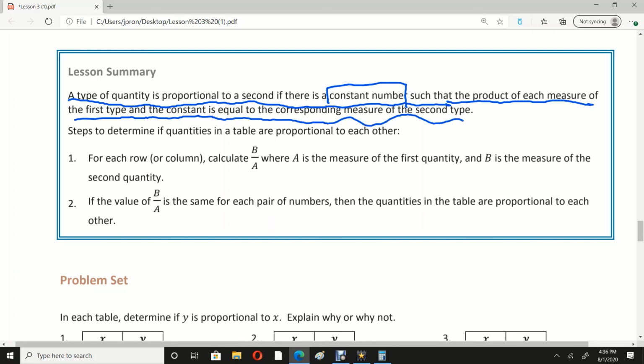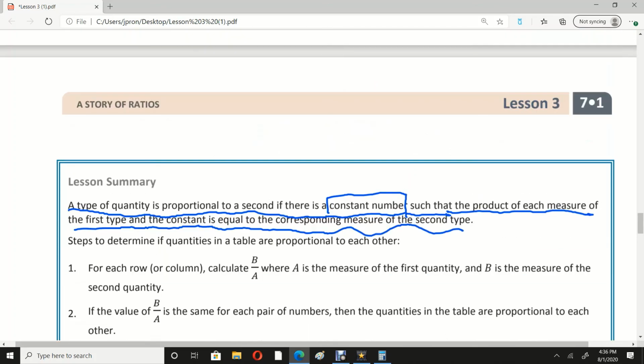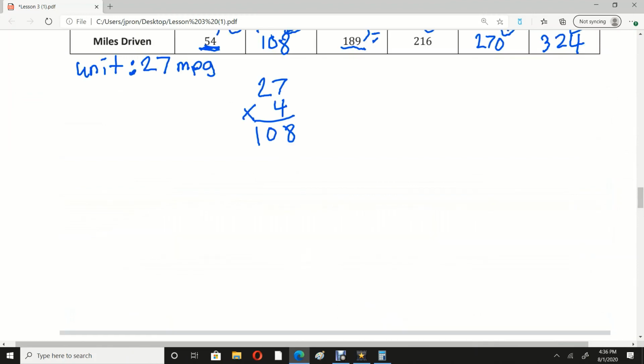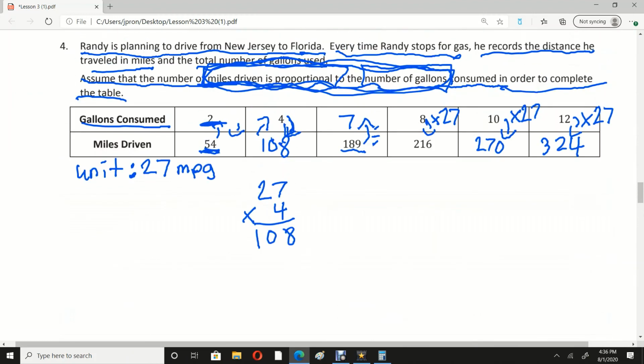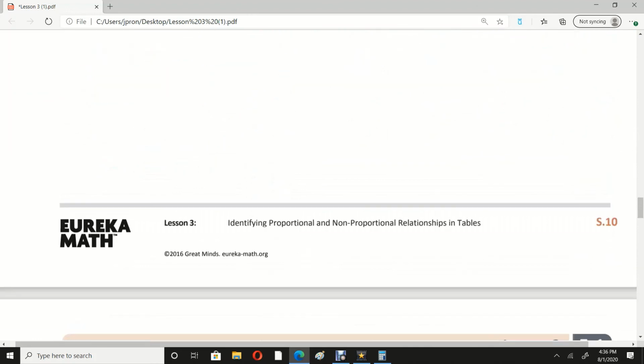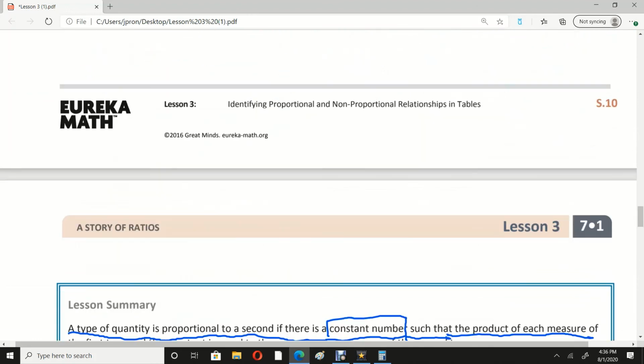We go back to our fourth example here. Our constant was 8, right? Or no, 27, right? 27 miles per gallon. So we multiplied the number of gallons by 27, our unit rate, to get our miles driven each time, right? And so that 27 was constant between each one of our examples.